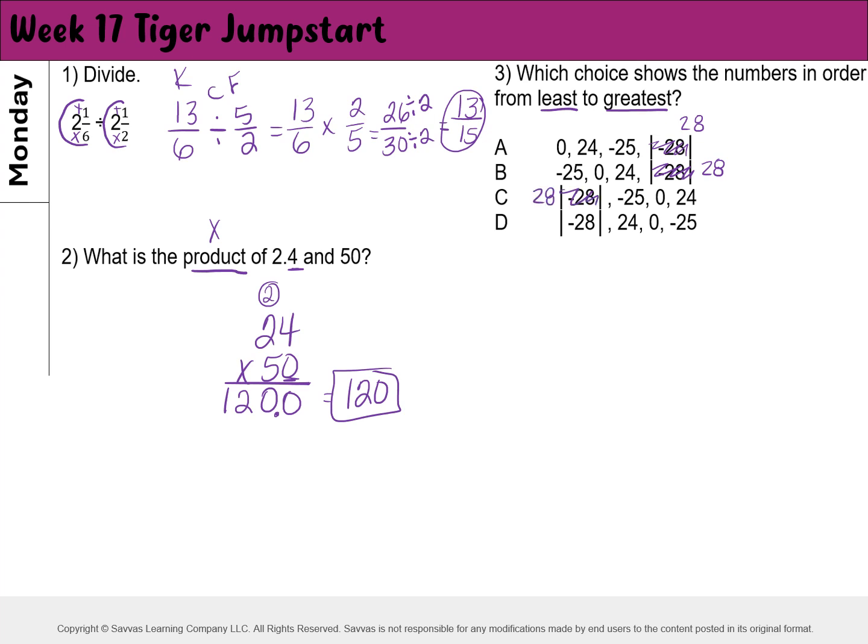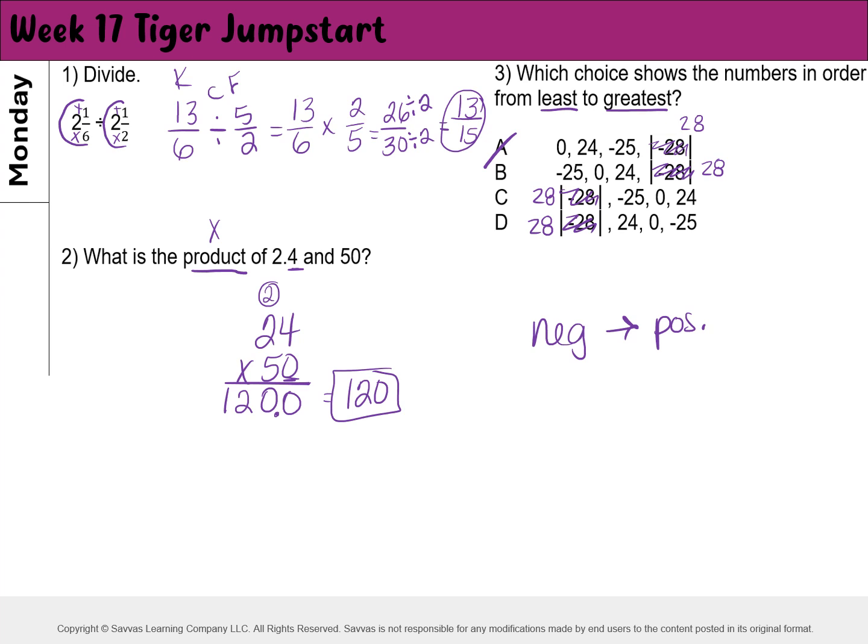From here, I want to go least to greatest. So right now, looking at A, my least value, they said, was 0. Then they went to a positive. Then they went to a negative and back to a positive. Remember, if I'm going least to greatest, least would be negatives first. Then I would go to positives. So I'm not going to go with A.